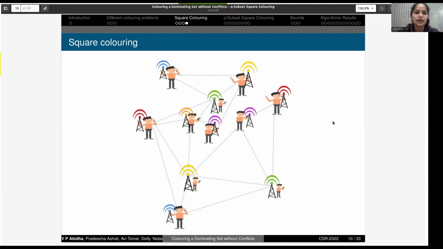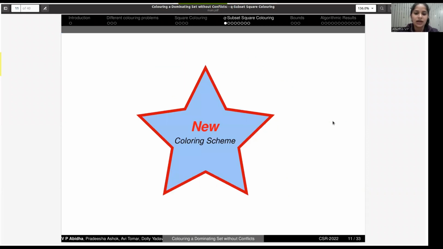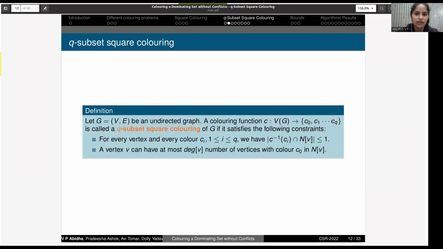For minimizing the number of frequencies, we modify the square coloring scheme into a new coloring scheme, Q subset square coloring. In this, the coloring function maps from vertices to C0, C1 to CQ colors, where C0 represents uncolored vertices. In this coloring scheme, we are not coloring all the vertices in the graph. We are coloring only a subset of the vertices, and uncolored vertices are represented by the color C0.